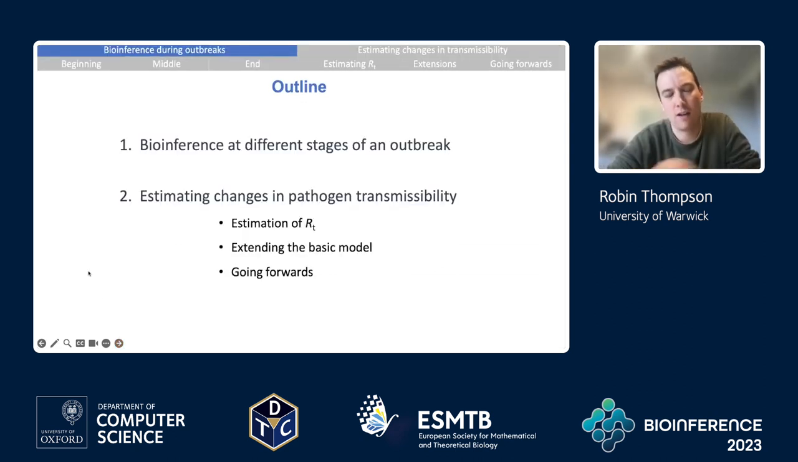So clearly, at all these different stages of an outbreak, inference is likely to be very important, and I'll talk about that a little bit more in the first part of this talk. And then in the second part of this talk, I'm going to go on and talk specifically about the middle phase of an epidemic when you've got large numbers of cases. And I'll talk about how changes in pathogen transmissibility can be tracked using an inference method.